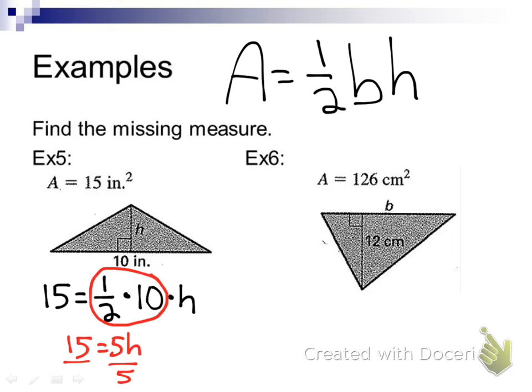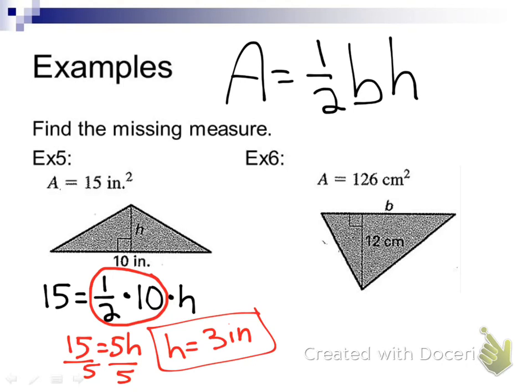Divide both sides by 5. And what does H equal? 3. Oh, because I divided both sides by 5? Yeah, you're right. I multiplied it. 6. Yep, that'll get you there.